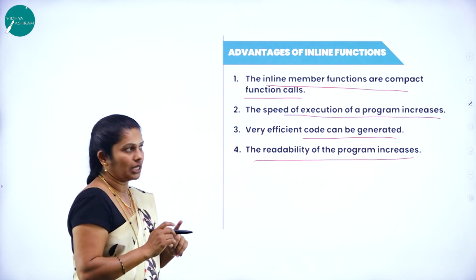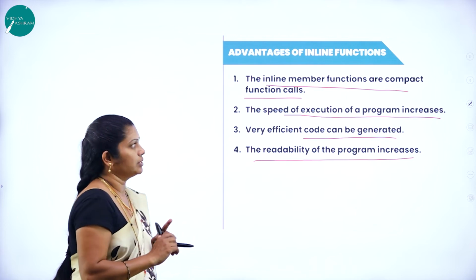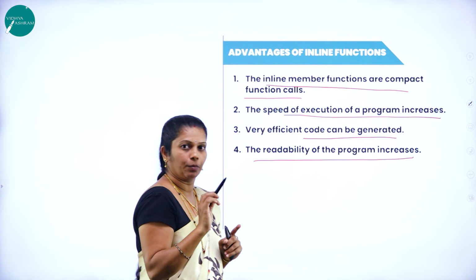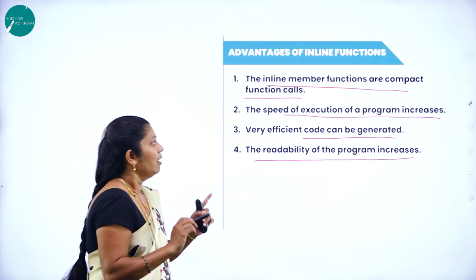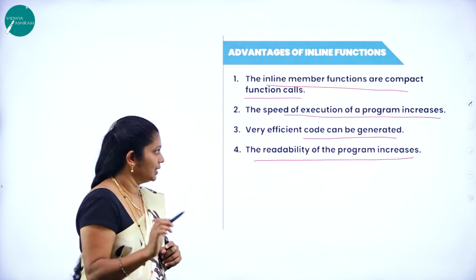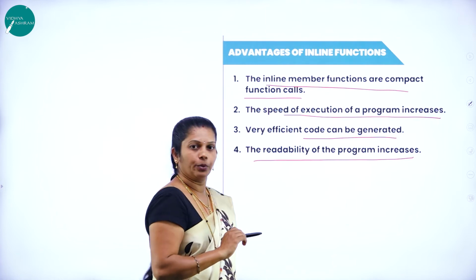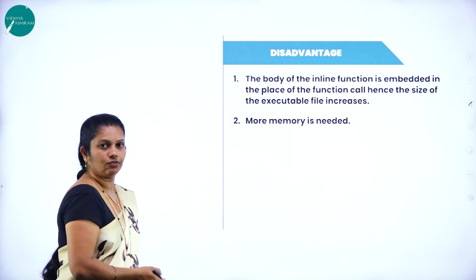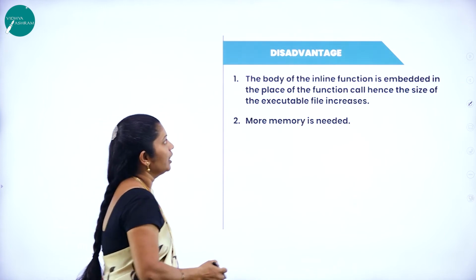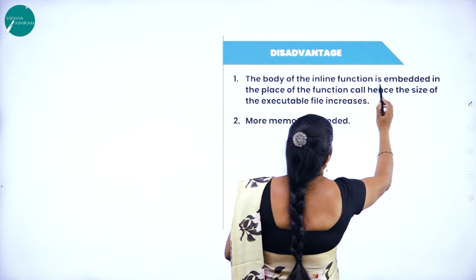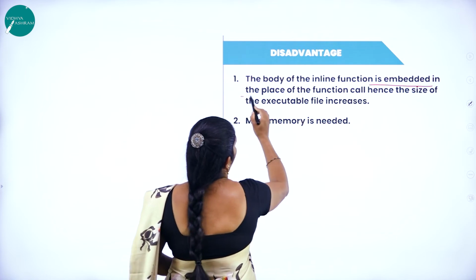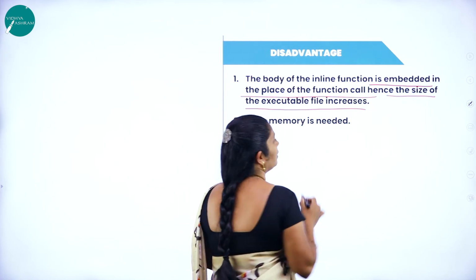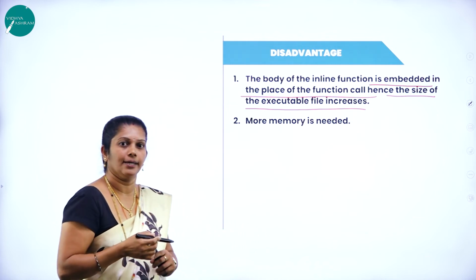Whereas the main advantages here, the inline member functions are compact functions. The speed of execution of the program is fast here. Very efficient code can be generated. The readability of the program is more here. Then next, when we come to the disadvantages, the body of the inline function is embedded in the place of the function call. Hence, the size of the executable file increases here.